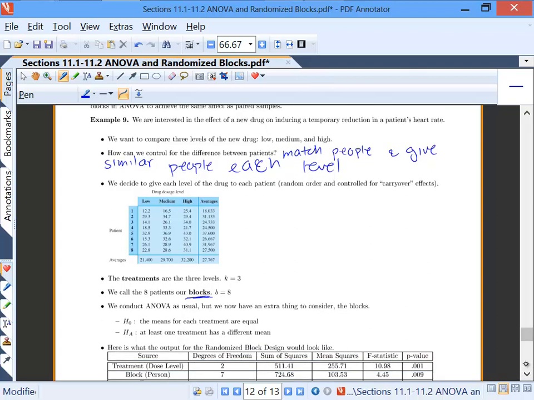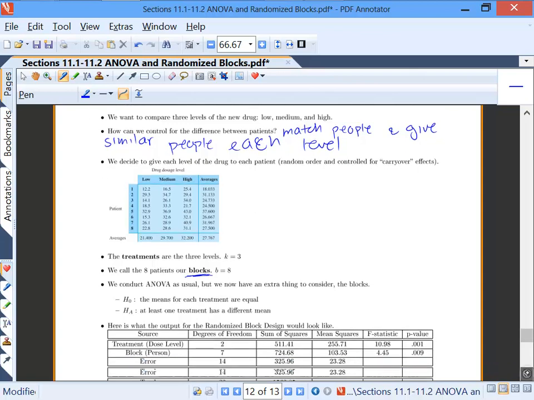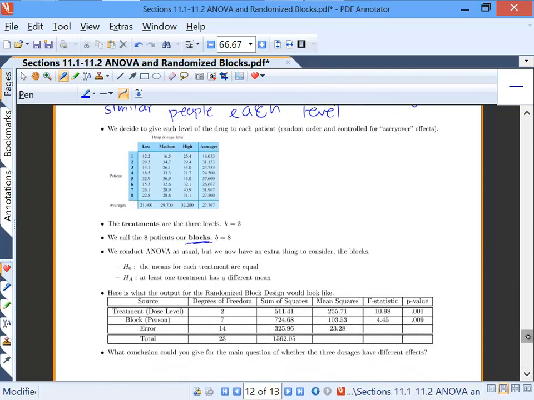So we conduct it as usual, but we now have one extra thing to consider, the blocks. Our main null hypothesis is still that the means for each treatment are equal, whereas the alternative is that at least one treatment has a different mean. Luckily, it doesn't get any harder to interpret our conclusion. Notice the table looks the same, except they added an extra row for the person.